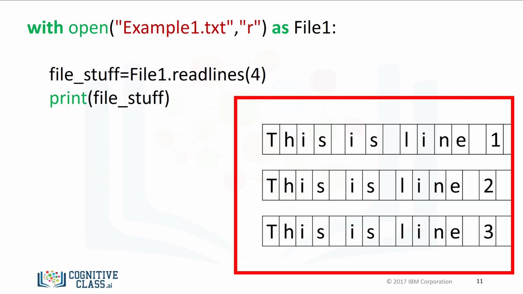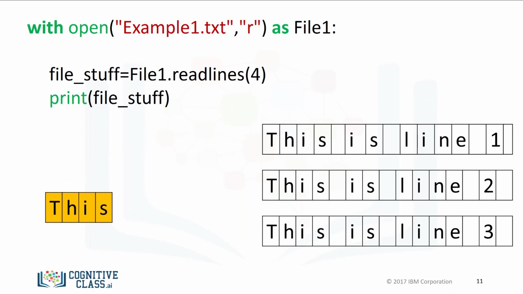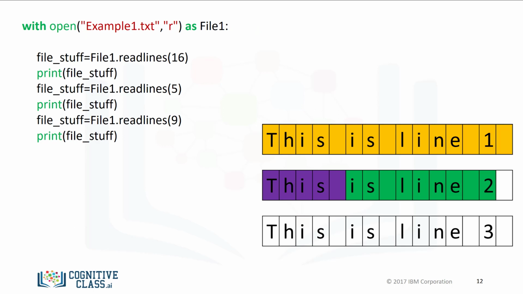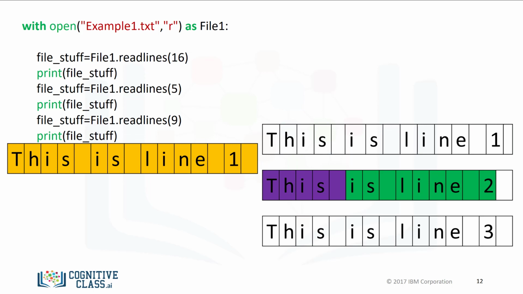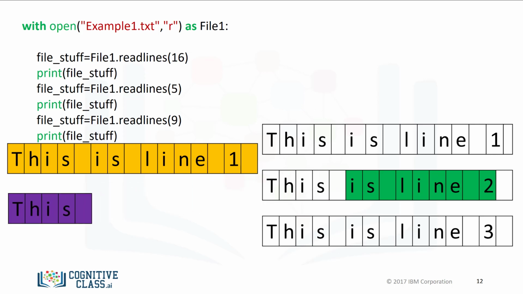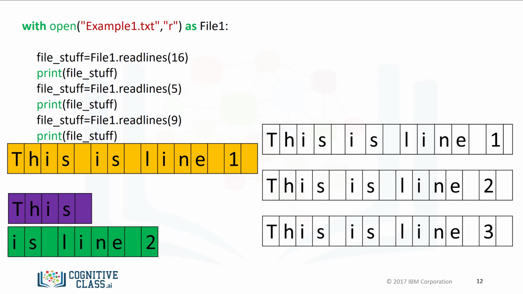Let's represent every character in a string as a grid. We can specify the number of characters we would like to read from a string as an argument to the method readline. When we use a 4 as an argument in the method readline, we print out the first 4 characters in the file. Each time we call the method, we will progress through the text. If we call the method with the argument 16, the first 16 characters are printed out and then the new line. If we call the method a second time, the next 5 characters are printed out. Finally, if we call the method the last time with the argument 9, the last 9 characters are printed out.